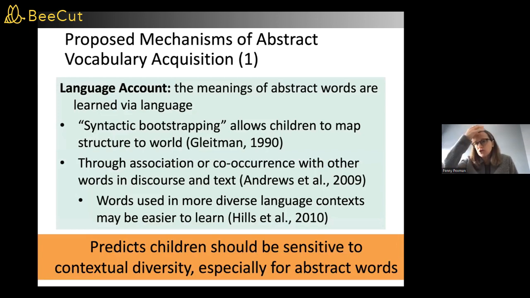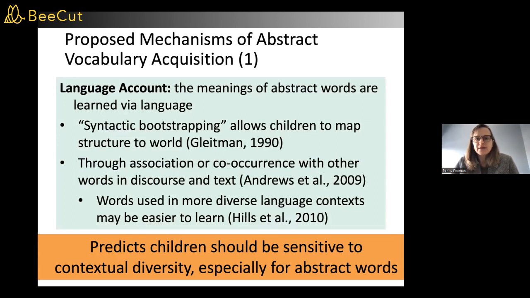So I want to talk about 2 proposed mechanisms for abstract vocabulary acquisition. One of the mechanisms I'm going to call the language account, or the learning through language account. And it's the idea that the meanings of abstract words are learned somehow through language. There are different versions of the learning through language account.